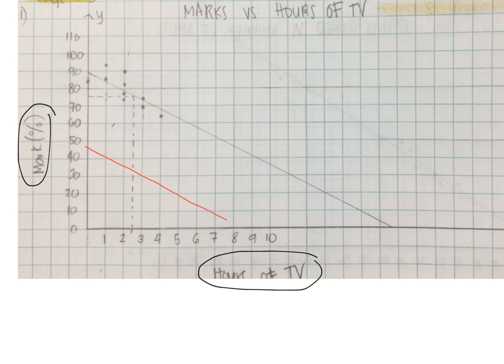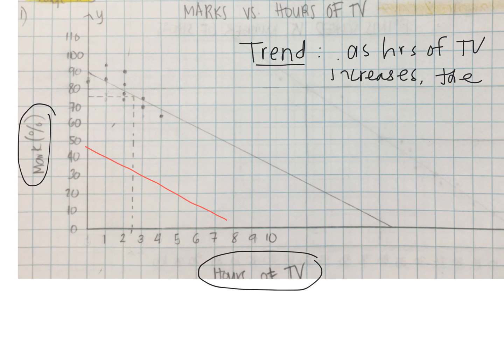Does everyone understand that? If you were to describe this data on the graph, how would you describe the trend? What would you say about this class that was surveyed? How would you describe their marks based on the hours of TV they watch? As hours of TV increases, so as they watch more TV, their mark, so their percentage, decreases. We can see that this is a graph that's decreasing. There's a strong negative correlation. As they're watching more TV, their mark seems to be going down. That's a trend in this class.